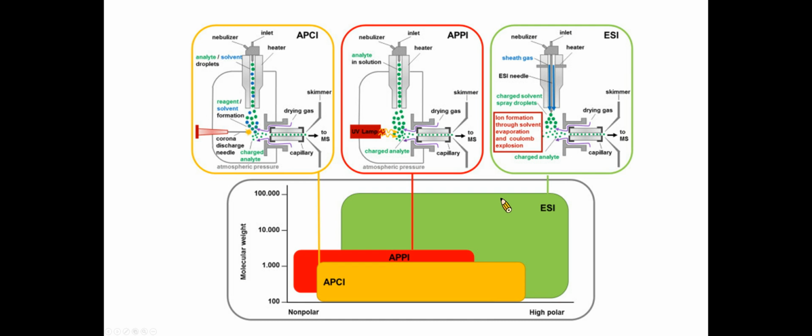This diagram illustrates the three most commonly used ionization techniques in modern LC-MS analysis, which cover the analysis of nonpolar compounds to highly polar compounds. From today's lecture, we already introduced APPI and APCI. In the next lectures, we will talk about electrospray ionization, ESI.